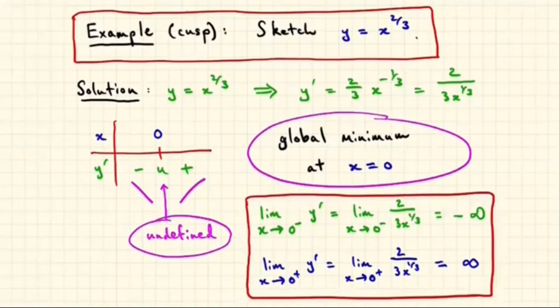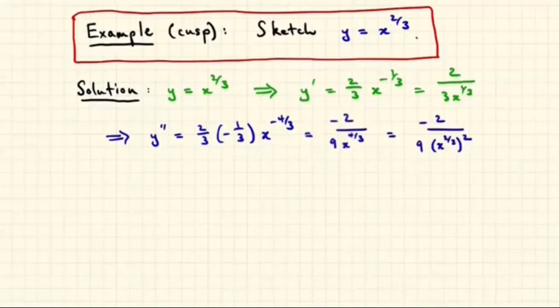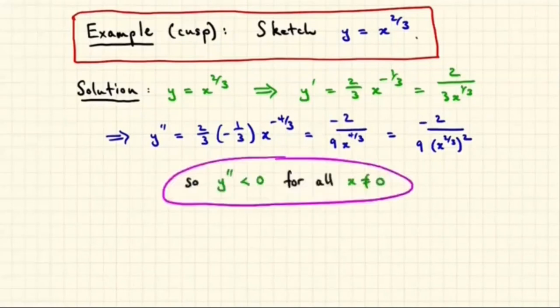Let's continue differentiating. The second derivative becomes 2/3 of minus 1/3 times x to the minus 4/3, using the differentiation rule. Now, we're emphasizing the square in the denominator, as this tells us that it's always positive. So the entire fraction is always negative, provided x is not equal to 0.